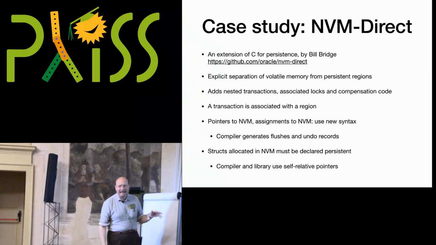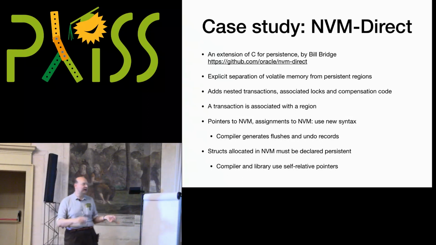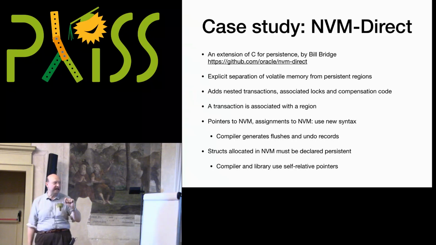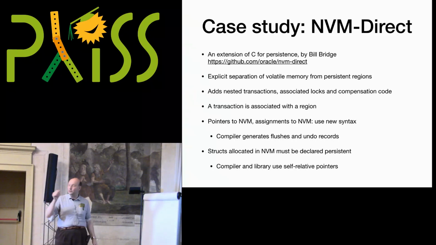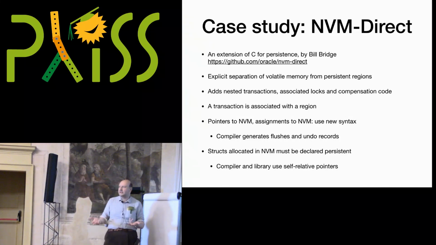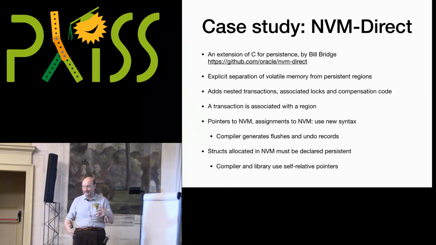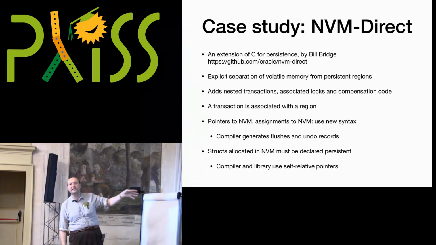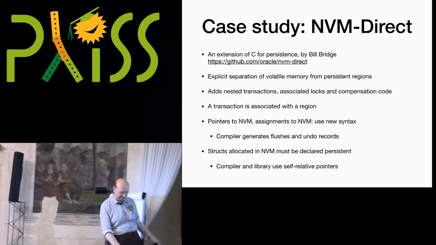Then to distinguish between the actual persistent data and the volatile data, there are syntactic extensions to C in this language. When you declare a pointer type to a persistent object, you use a different notation for that. When you write an assignment to a persistent variable, you use a different notation for that. So the syntax lets you figure out exactly whether you're talking about volatile memory or persistent memory, and the compiler can then use that to generate the flushes and the undo records and all of that stuff. But it does mean that an existing piece of C code is all volatile by definition, because it doesn't use any of the syntax, right? You have to add all of this stuff in.